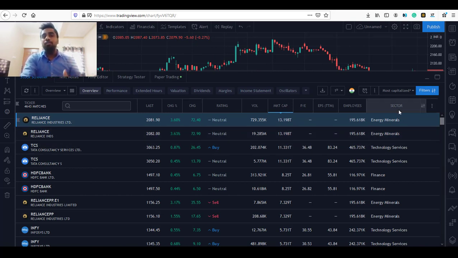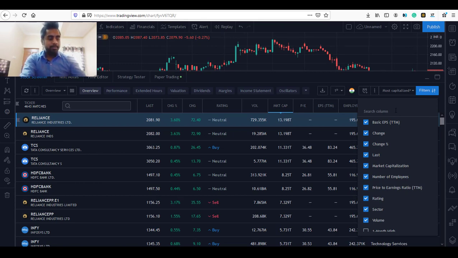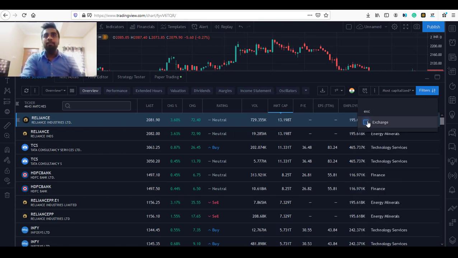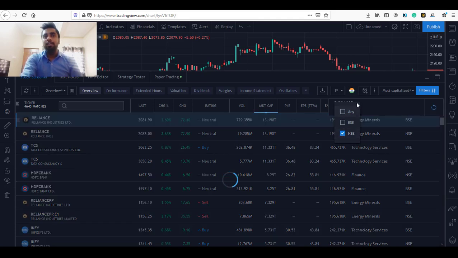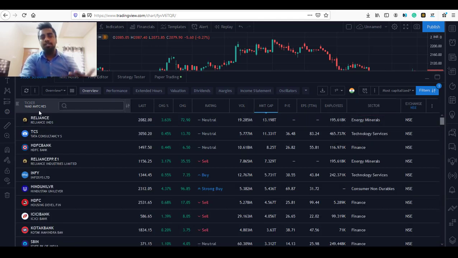First, we have to add the exchange. For that, click on the three dots where it says column setup, type exchange, and click on it. The exchange tab will be added. Once you click the parameter button, you will get the option of BSE or NSE. I'm going to select NSE, and now you can see our stock list is reduced to 1660. Before we had 4600, now we have 1600, which are actually available to trade on the NSE.